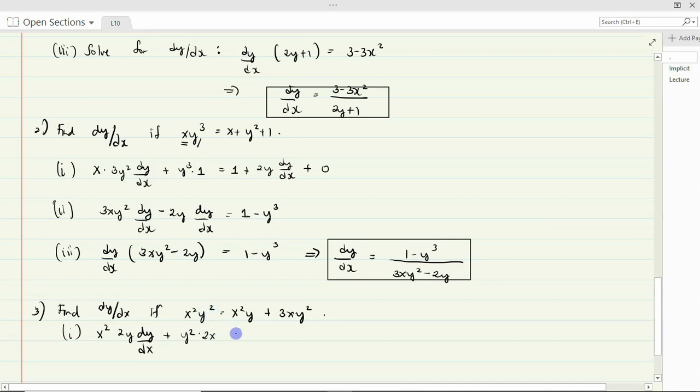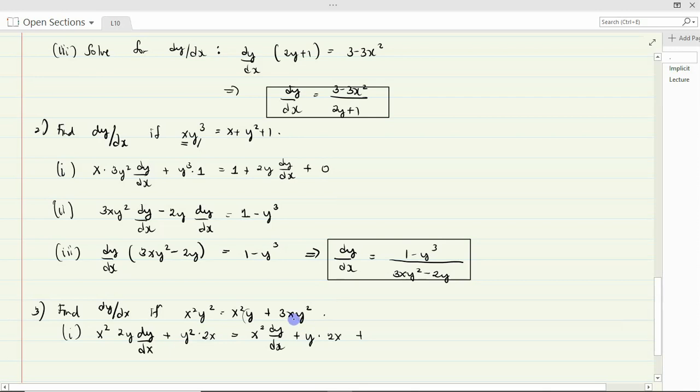Sa kaliwa. Sa kanan, x squared y, product ulit. So, product rule ulit. Stay mo sa x squared times differentiate y. Derivative ni y is dy dx. Plus, stay mo si y. Tapos, differentiate natin sa x squared. Derivative is 2x. Plus, last term, product pa rin.